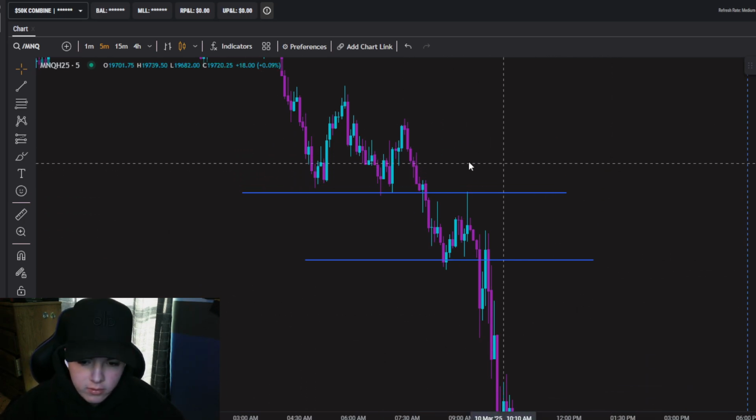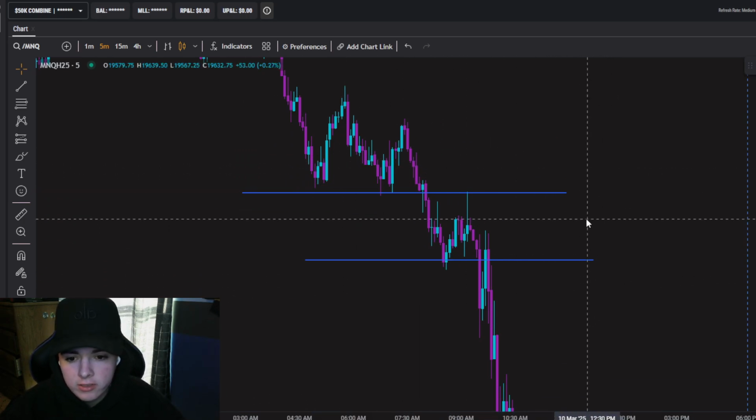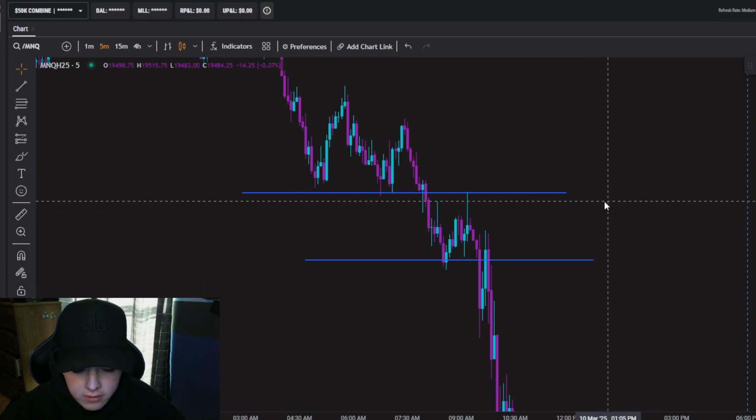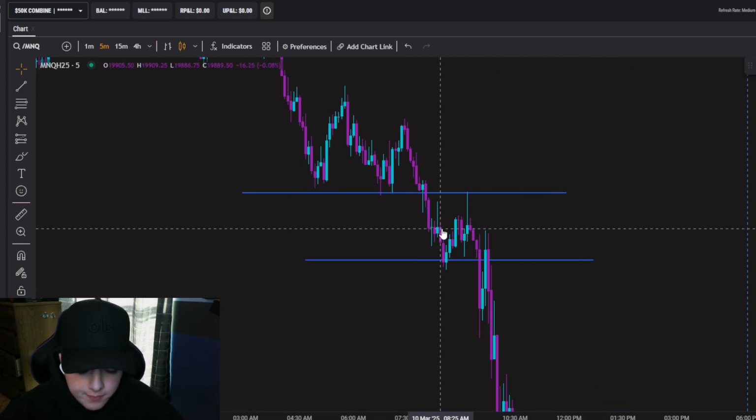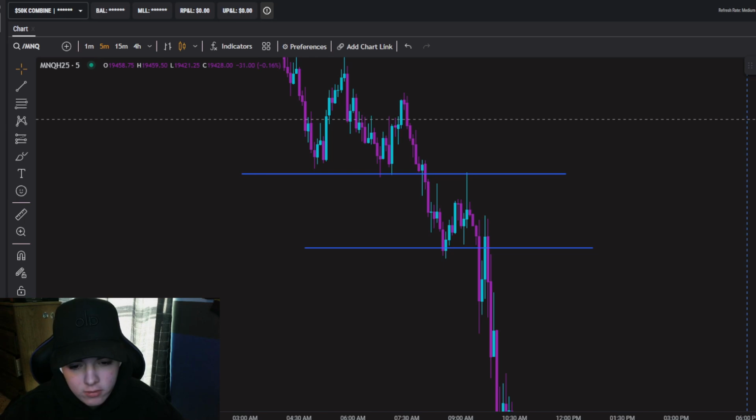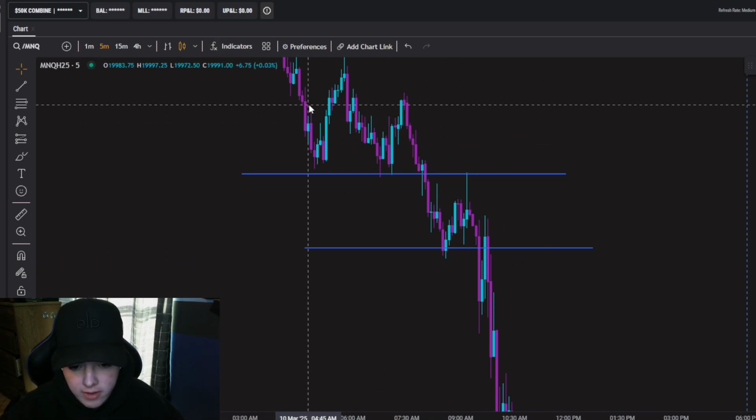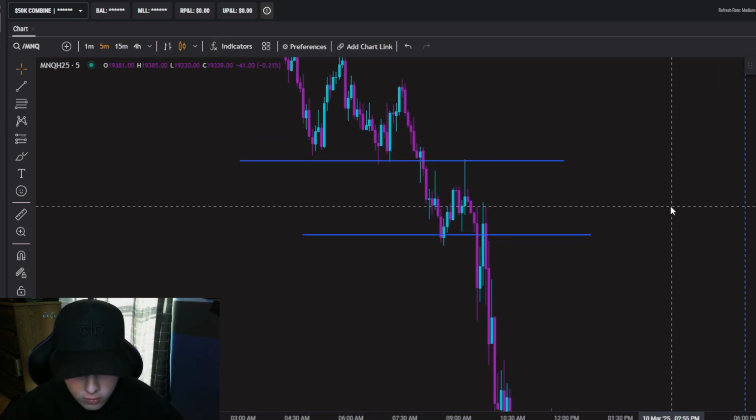Right here we're looking at a zone that's already drawn up. If you don't really know what's going on here, I'd highly recommend watching the last video, basically how to identify support and resistance. But after we have our support and resistance areas marked up here, we're going to be looking for clean breakouts. Now what does that mean?